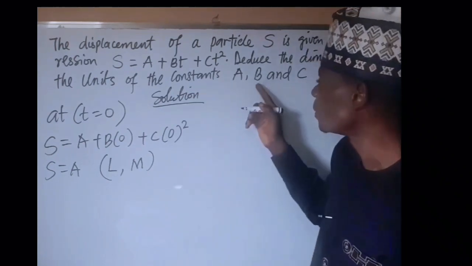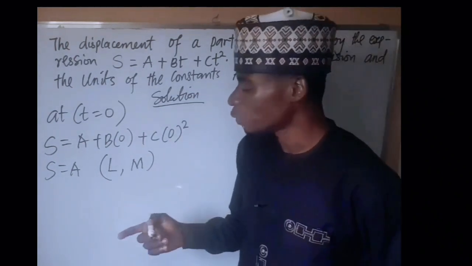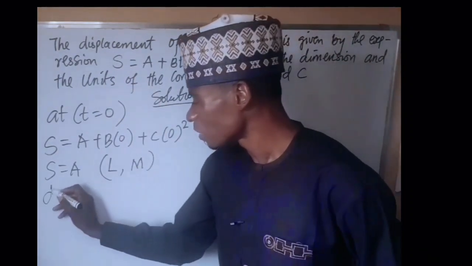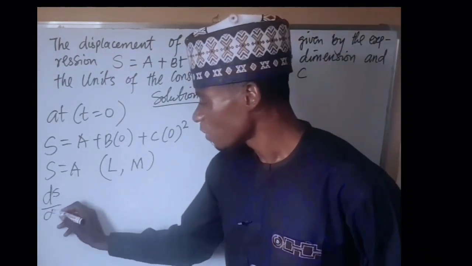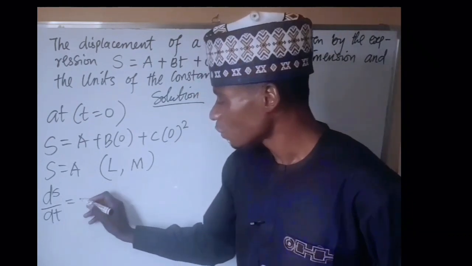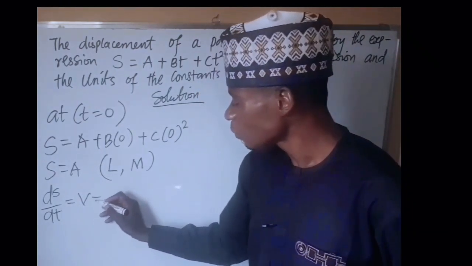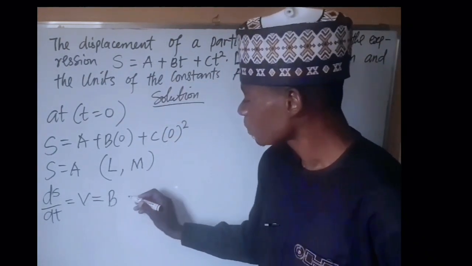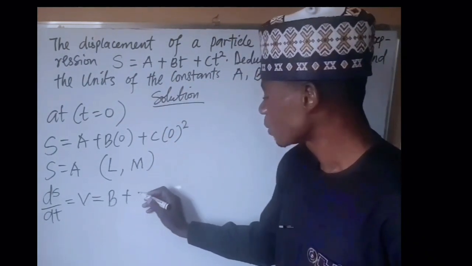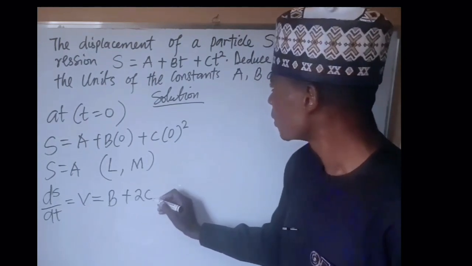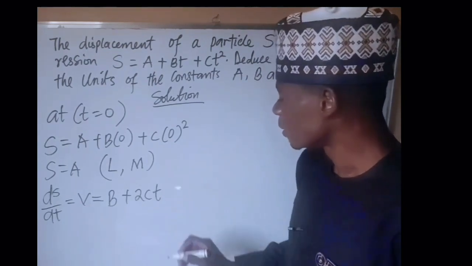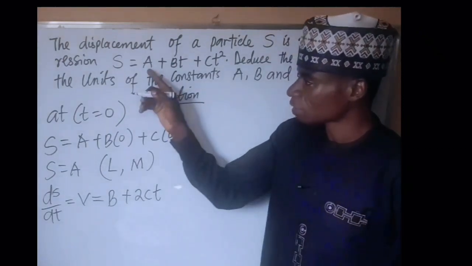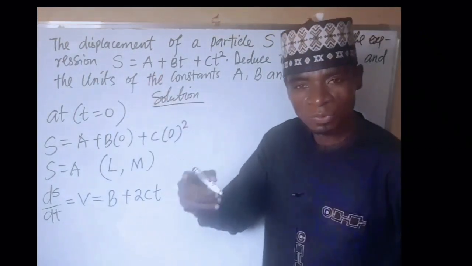The second one is B. So what are we going to do? We have to differentiate the displacement. When you differentiate displacement, that is ds/dt, we are going to have velocity, and this will be equal to B + 2Ct. That is exactly what we're going to have, because A is a constant. If you differentiate a constant, it will disappear.